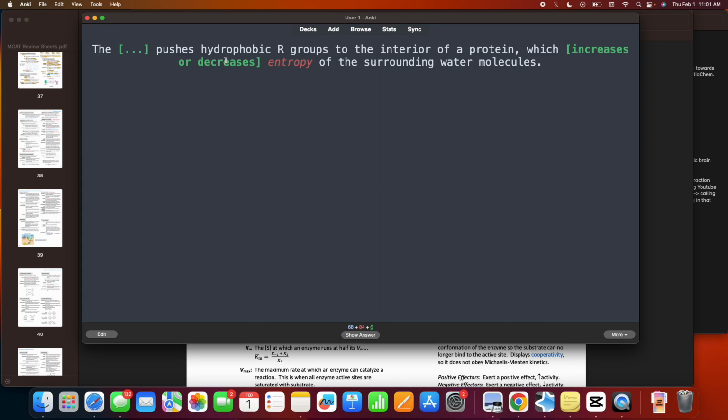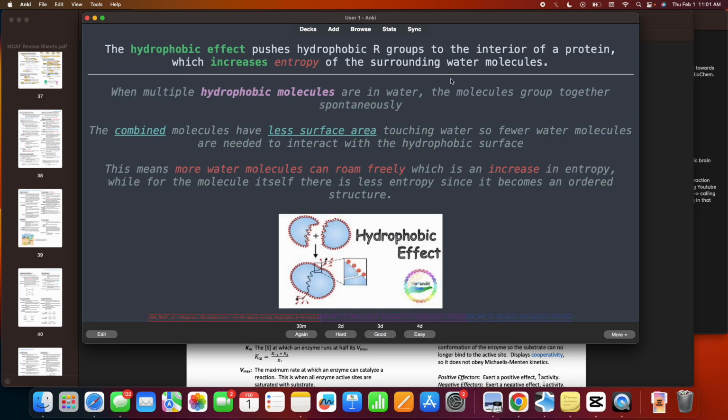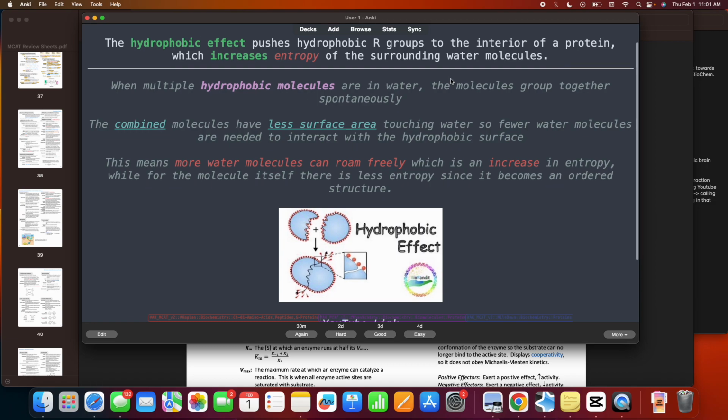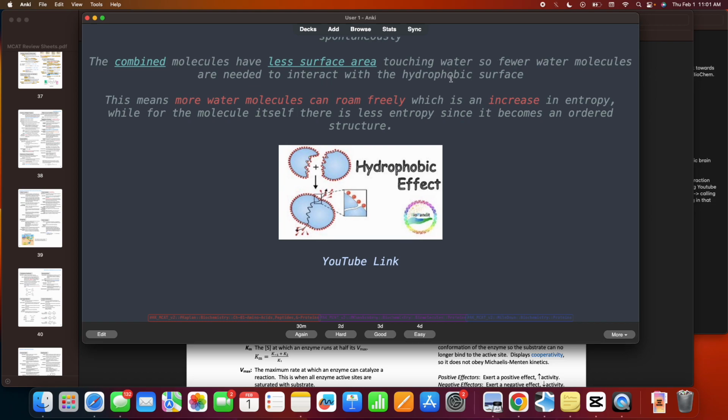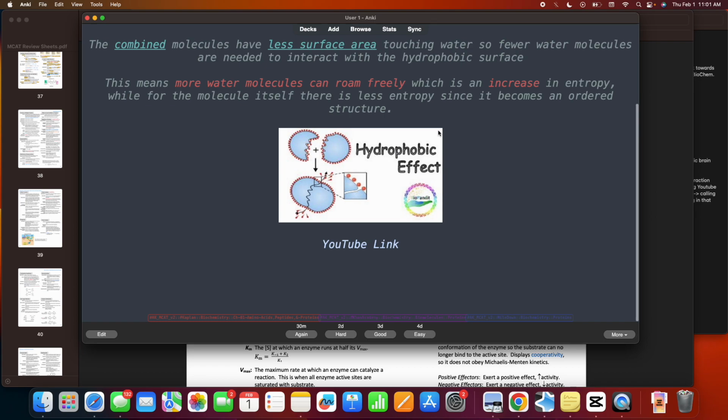The hydrophobic effect: the interior of a protein is hydrophobic, which increases the entropy of the surrounding water molecules. There is less entropy in the protein because it is an ordered structure.